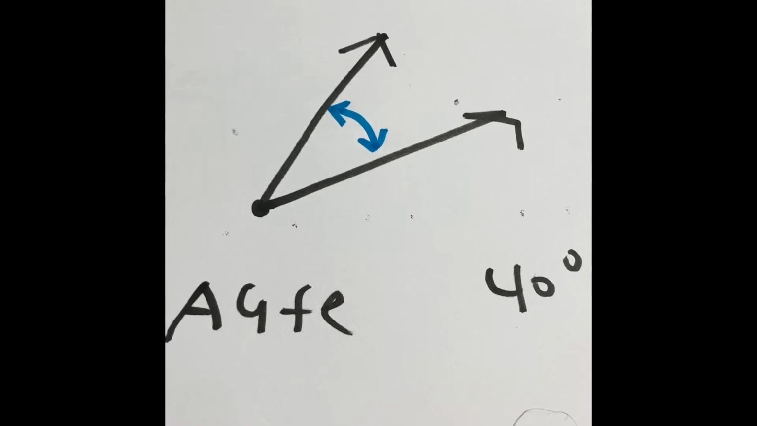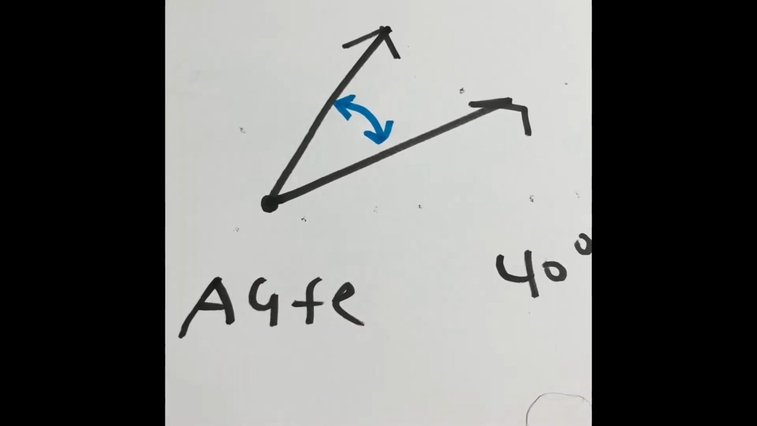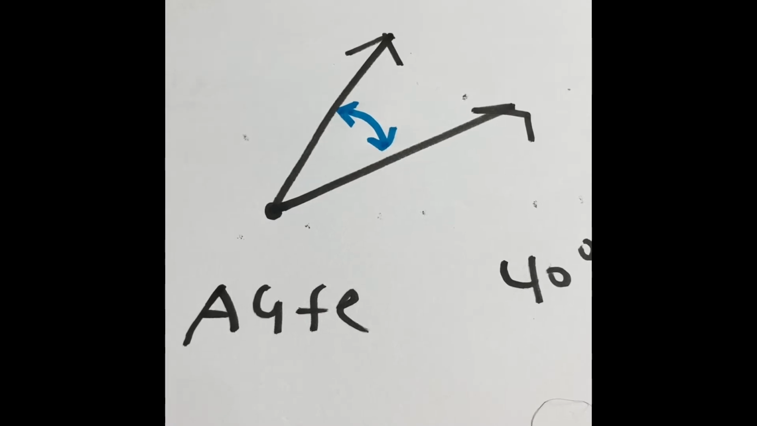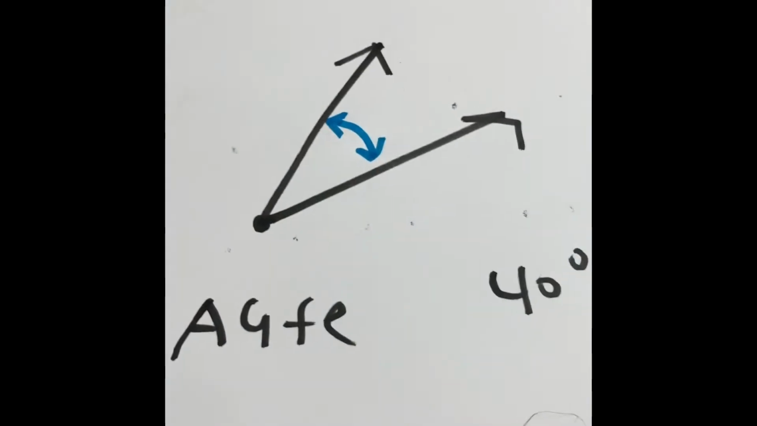Here again. That was an example of an acute angle because the laser was hitting the mirror and it made an angle less than 90 degrees.